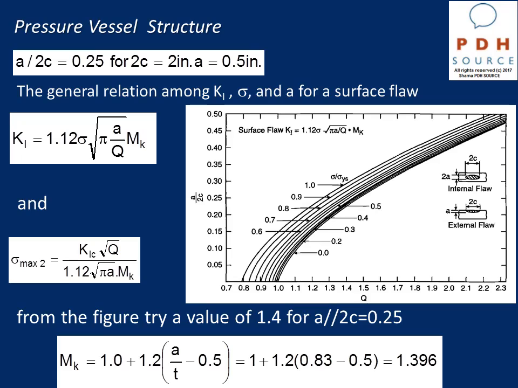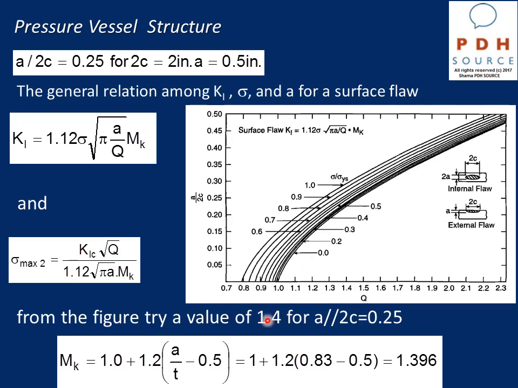Now it is very clear here that Q is a function of the design stress, or a function of the maximum stress. So we have to use some kind of an iterative procedure to solve for this. We don't know what Q is, so we're going to assume a value of 1.4 first. At a over 2c equal to 0.25, I'll try to take a value in the middle, so I'm going to take it equal to 1.4 as a first trial.